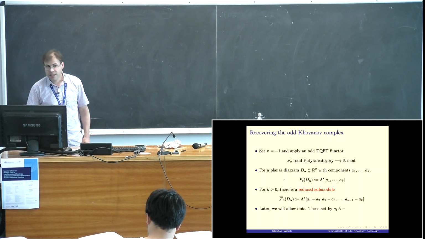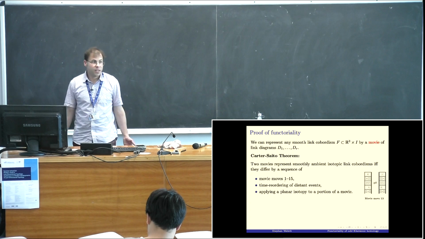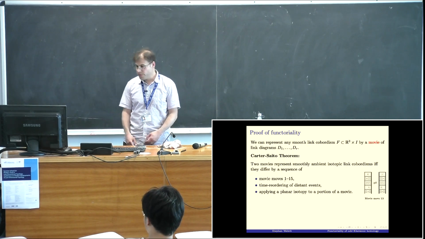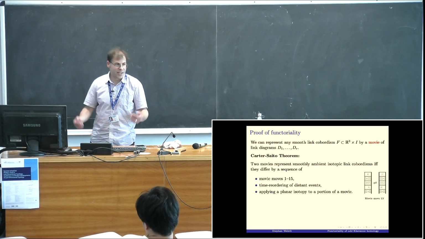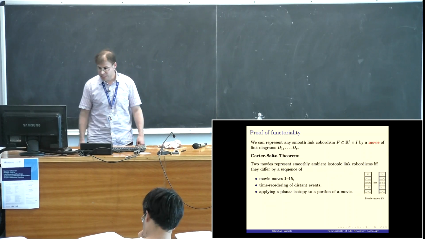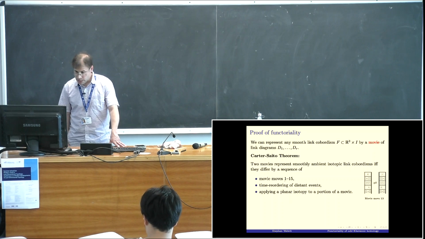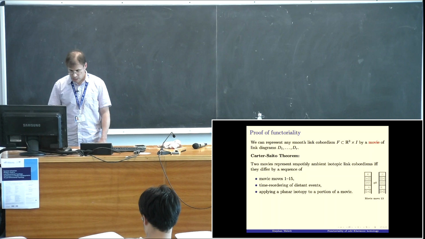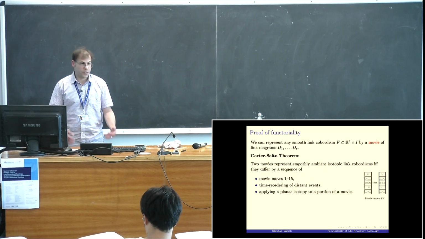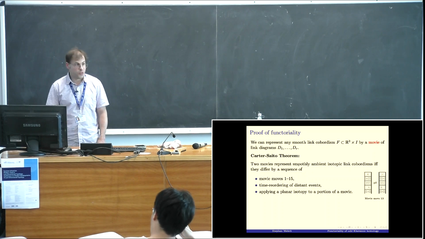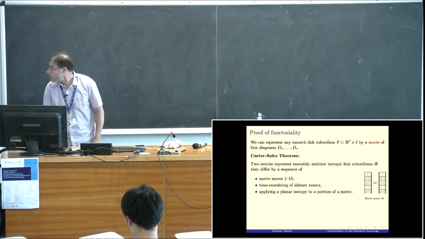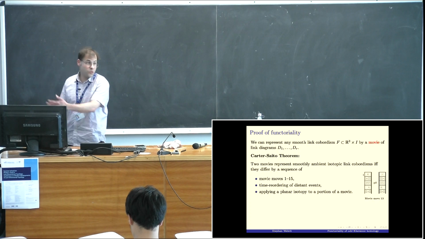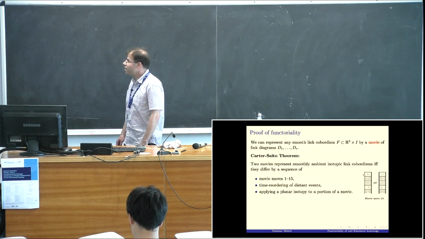So then I'll come to the proof of functoriality. So of course, what we do is if we have a link cobordism, we represent it by a movie of link diagrams, so that consecutive diagrams differ by elementary moves, like Reidemeister moves, Morse modifications, isotopies. And then we have Carter-Saito's theorem, which says that two movies represent isotopic link cobordisms if and only if they differ by certain movie moves. So for example, what I've shown here is movie move 13, so the move consists in exchanging the movie on the left by the movie on the right.